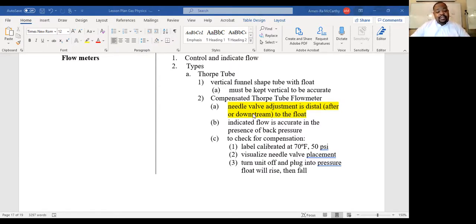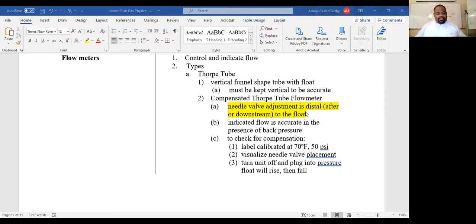The main thing, the test question, I'm gonna tell you now, one of the test questions says, true or false, the compensated Thorpe tube flow meter, the needle valve is proximal to the float. That is not true. The needle valve is distal to the float. But what if they ask you this? What if they say, is this a true statement? The float is proximal to the needle valve? Yes, then that will be a true statement. That's just the opposite way of saying it, right?